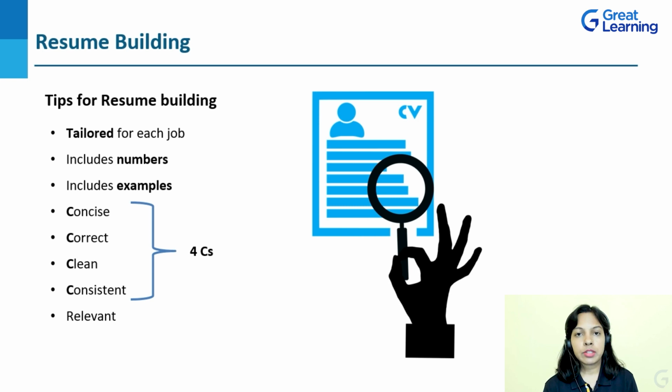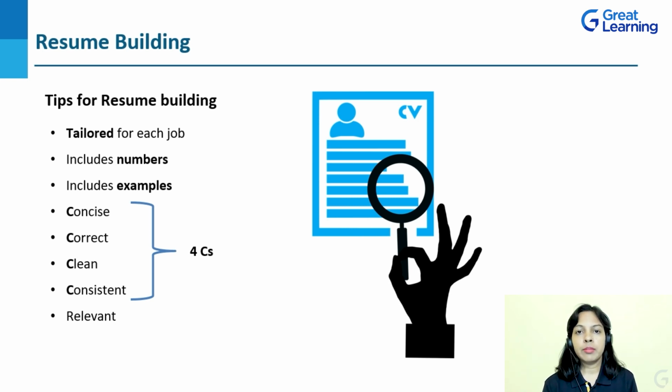Next is include numbers. By including numbers or adding pointers, you can make your resume look clean. Okay, you can make it look concise basically. So make sure you are adding numbers. Like suppose under achievements, you have to mention three things, and if you mention it in a paragraph, that doesn't look neat.